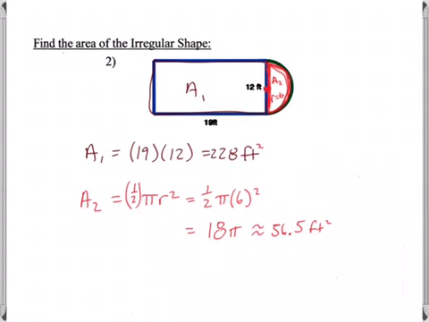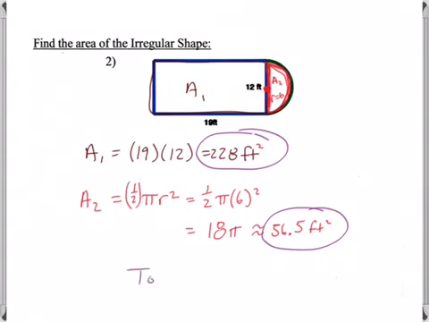And so the last thing we need to do is add the two measurements together. So we're going to take 228 feet squared plus 56.5 feet squared. And when we add those together, we get a total area equal to 284.5 feet squared.